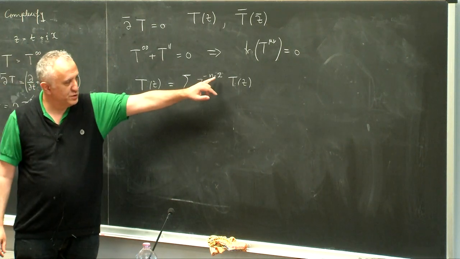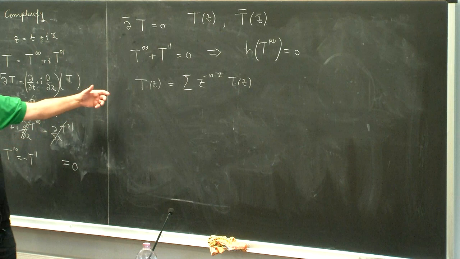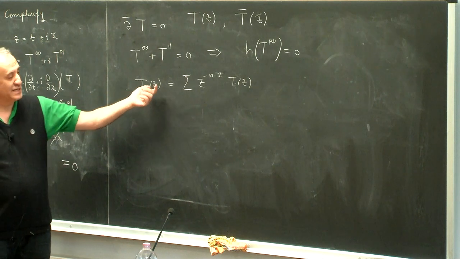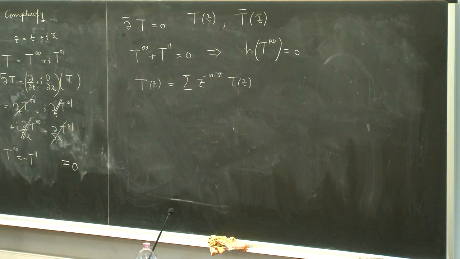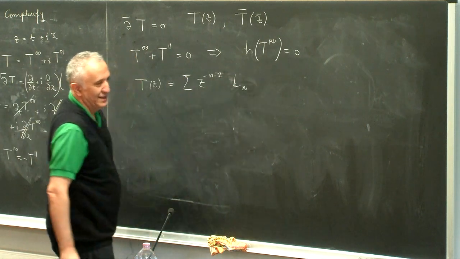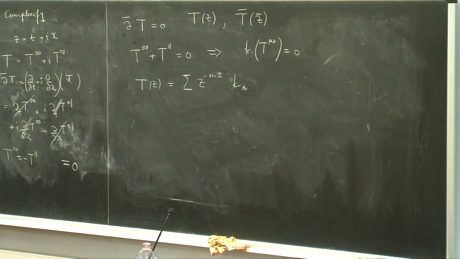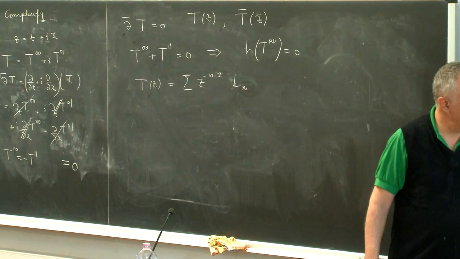This extra minus 2, which I have here, is for convenience, because I already know how t will behave under a scaling of z, so I've stuck in a 2 to be ready for it. Here the Ln, exactly by the Laurent expansion, are defined by contour integrals of t around the origin.